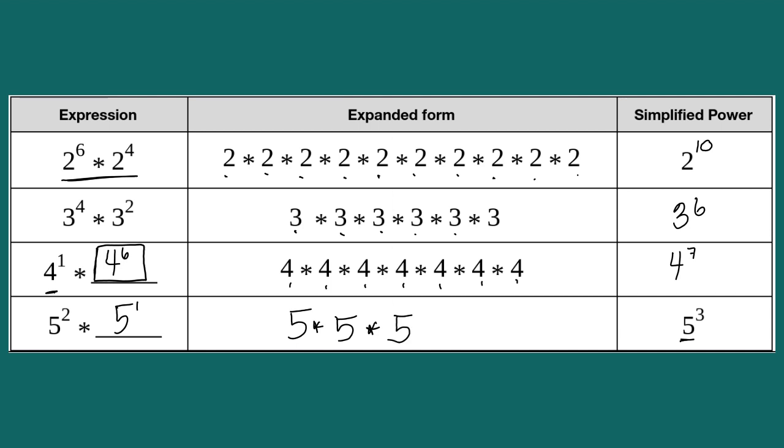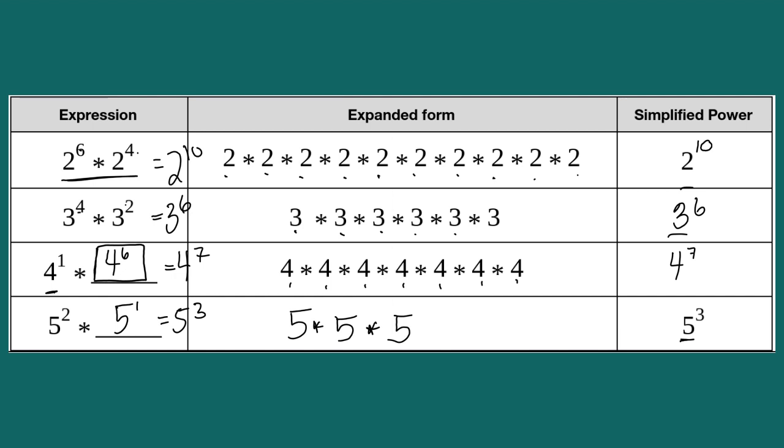So now I want us to think about all of the expressions we had to the left and the simplified powers that we had to the right. Over here on the left, if I were to add together 6 and 4, that would give me 10, which is what I ended up with over here. And if I were to add together 4 and 2, that would be 6. So I notice a pattern that's starting to happen. 1 plus 6 is 7, and 2 plus 1 is 3.